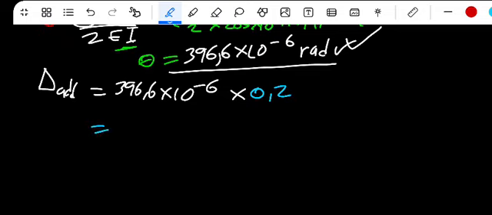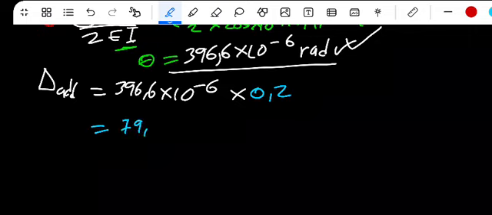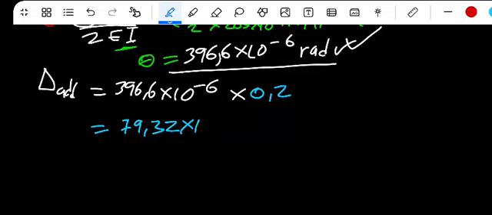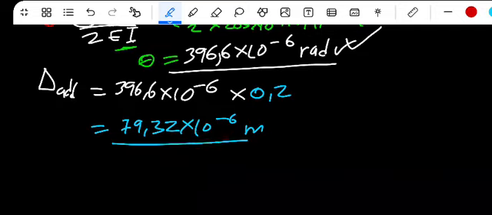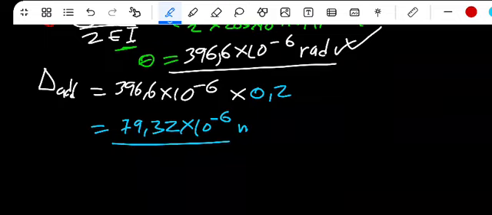Then we'll have our additional deflection. Are we together? We'll have 79.32 times 10 to the power of minus 6 meter. This is our additional deflection, so we have this additional now.